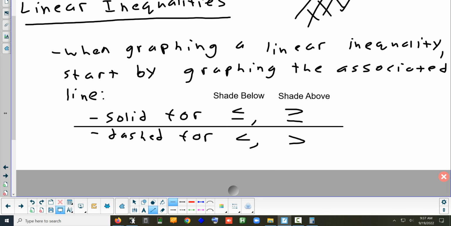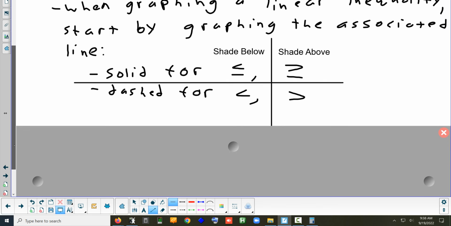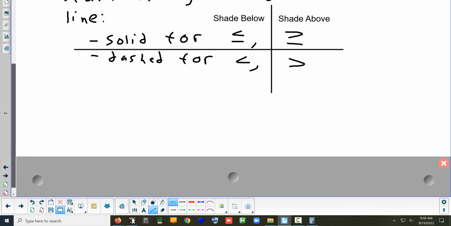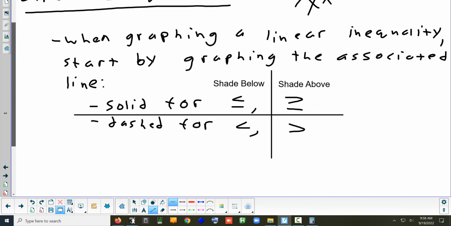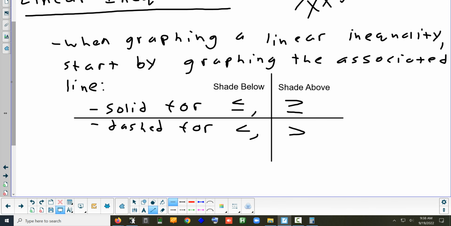Just to make this very clear. If it's a less than symbol, you're always going to shade below the line. If it's a greater than symbol, you shade above the line. So we'll finish up with one example of that, but I'll just give people a minute to copy that down.